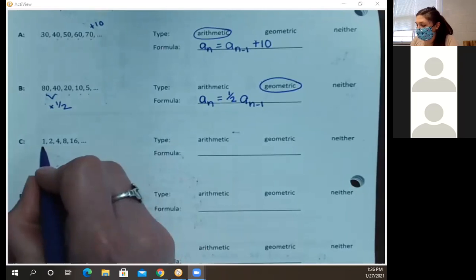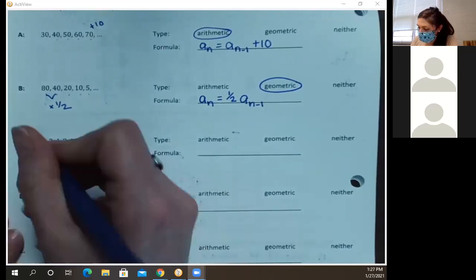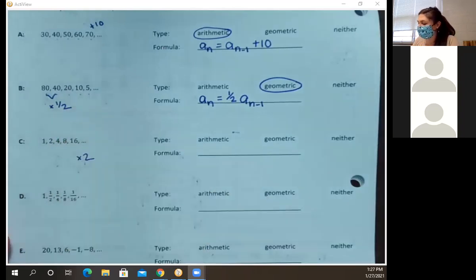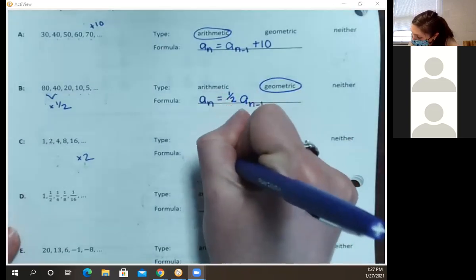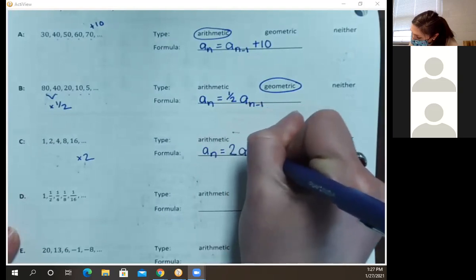How about C? 1, 2, 4, 8, times 2. So what kind of sequence is this? Geometric, very good. So this would be a sub n equals 2 times a sub n minus 1.